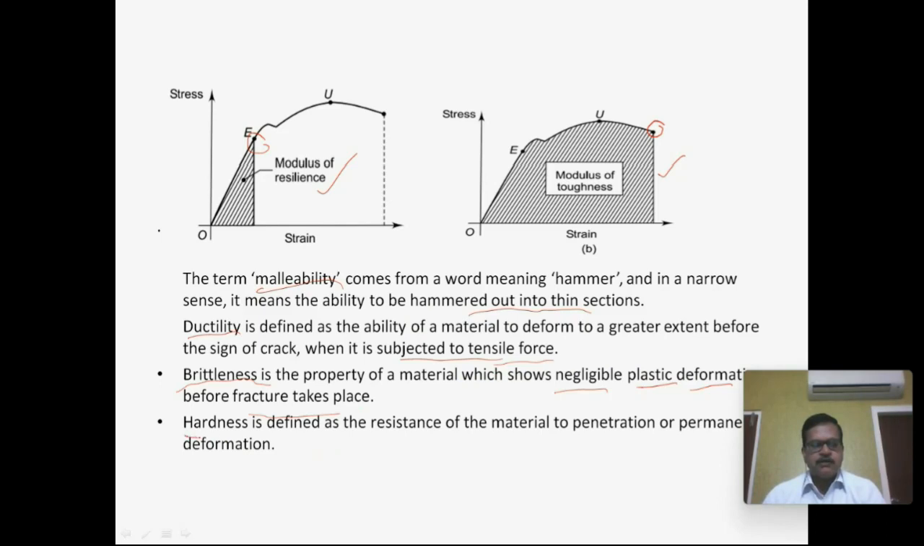Next, hardness. Hardness is the ability of the material to resist indentation or scratching, or it is also known as penetration or permanent deformation. This is very essential for the products or elements which are in relative motion.